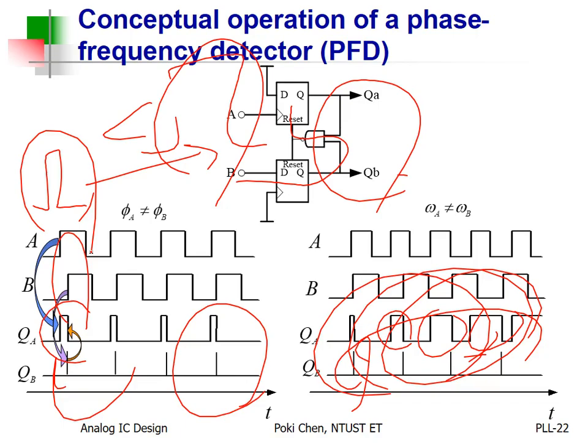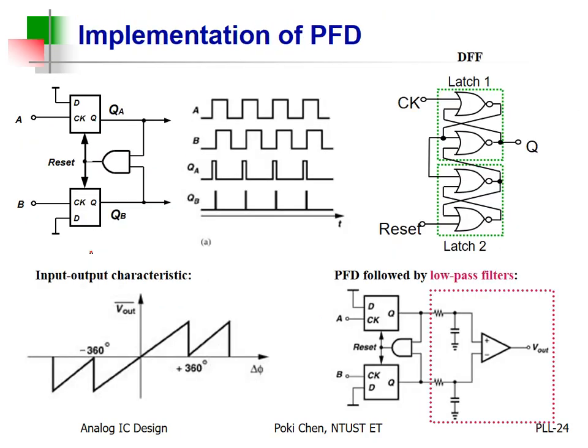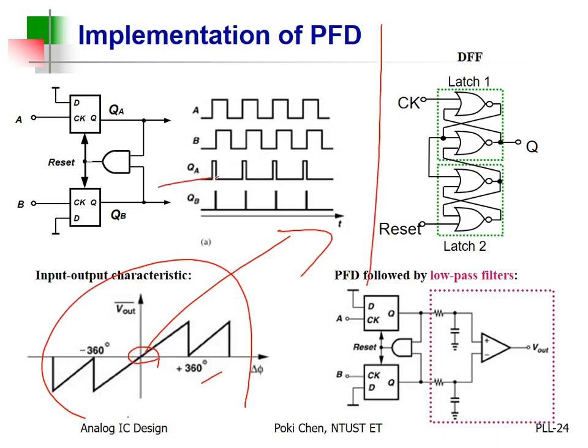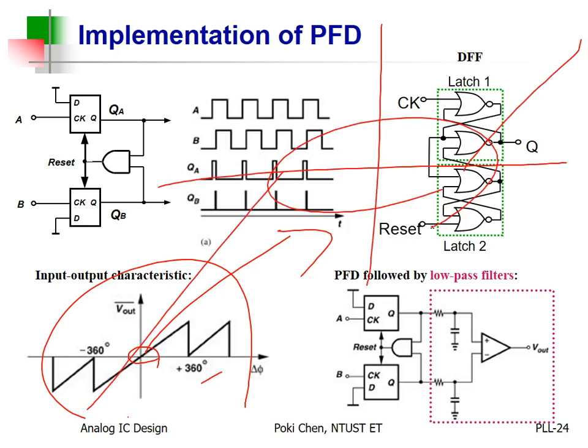Okay, so if you zoom it out, you will see the signal like that. That is the so-called dead zone. So you lose the capability to differentiate the difference between both. And what is the consequence? Noise. Jitter.